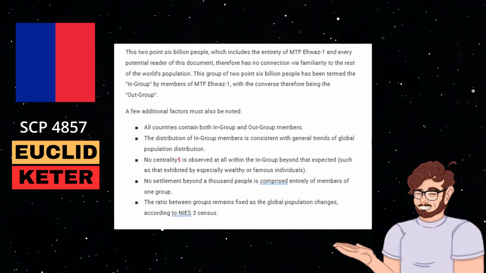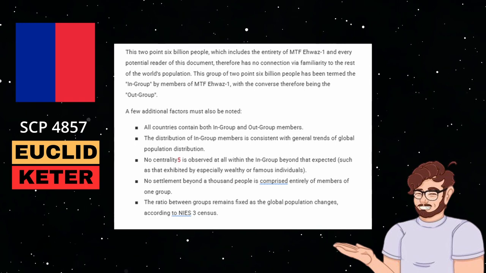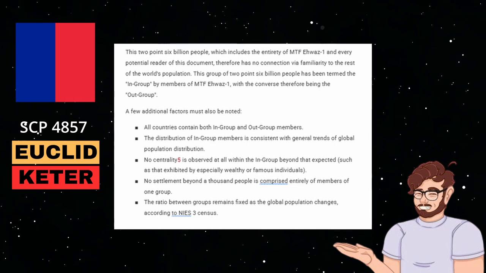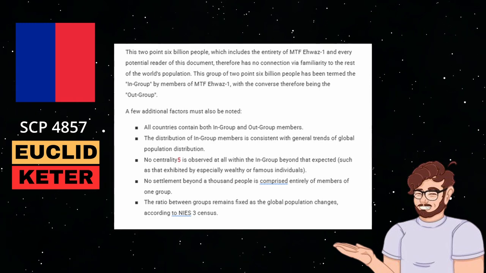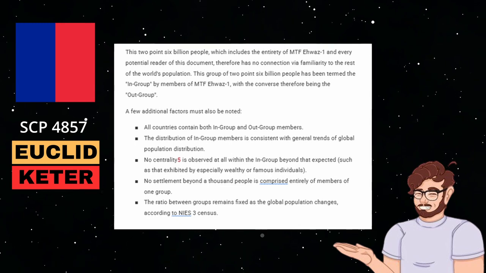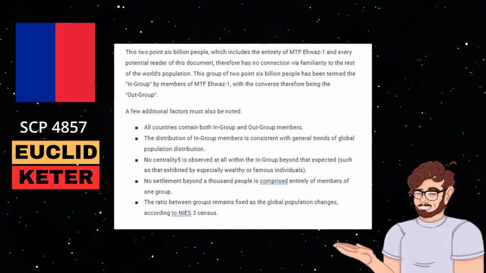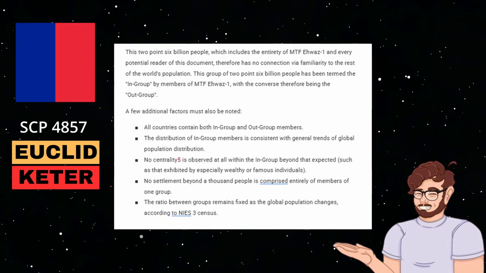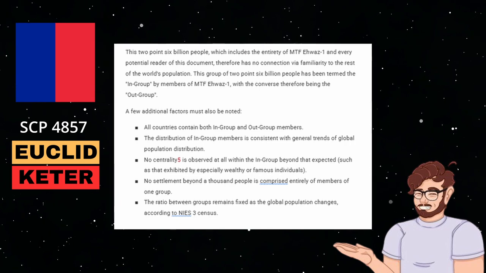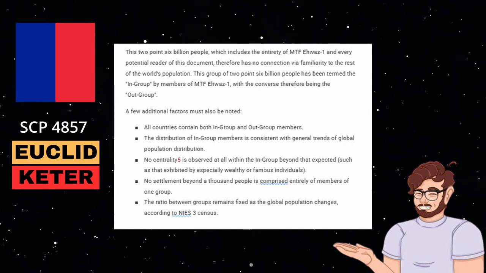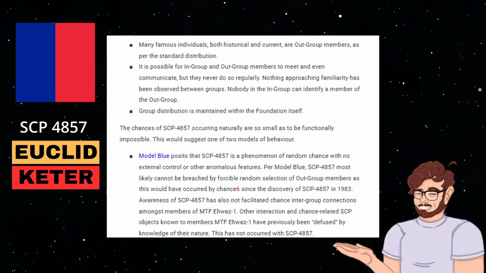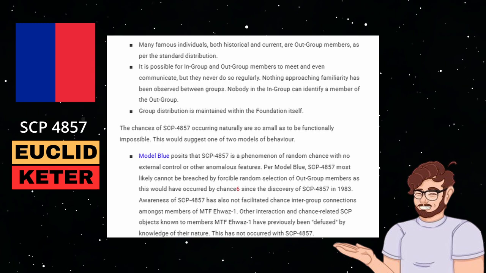A few additional factors must also be noted. All countries contain both in-group and out-group members. The distribution of in-group members is consistent with general trends of global population distribution. No centrality is observed at all within the in-group beyond that expected, such as that inhabited by especially wealthy or famous individuals. No settlement beyond 1,000 people is comprised entirely of members of one group. The ratio between groups remains fixed as the global population changes according to the NIES free census. Many famous individuals, both historical and current, are out-group members as per the standard distribution.